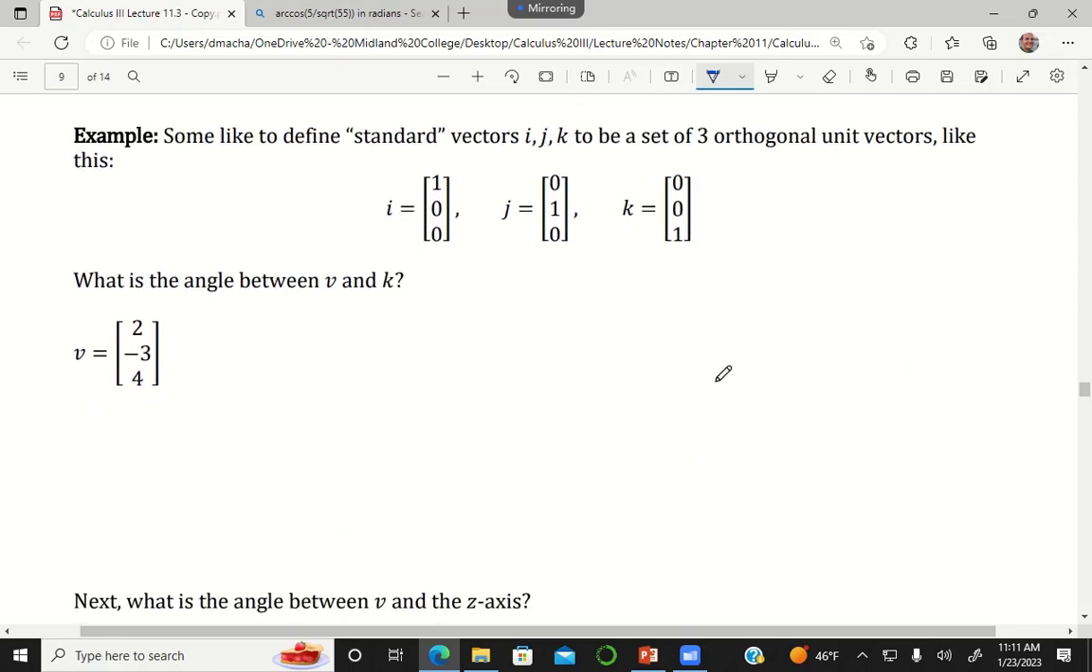I've said this in a previous lecture, but we talked about the standard unit vectors i, j, k as being 1, 0, 0, 0, 1, 0, and 0, 0, 1. So notice that i, j, and k are orthogonal to each other. If you were to take the dot product i dot j, or j dot k, or i dot k, all of those dot products would be 0, so that means they are all three orthogonal to each other.